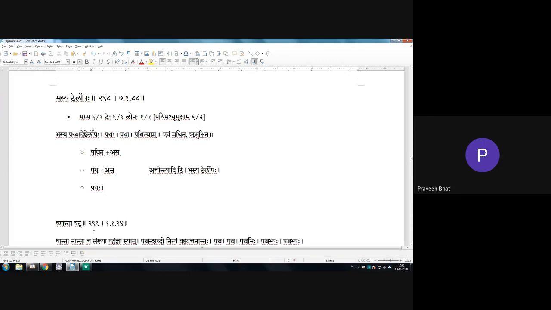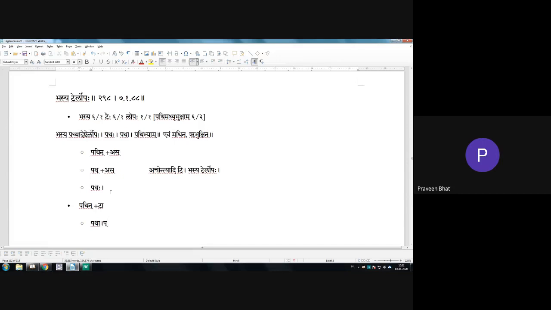Then what will happen with A? A is also Asarvanamasthana and A is also Bha. Therefore, Bhasya Ter Lopa again, in will go away. So in A also you will get Pathin plus A, ter lopa, path plus a, patha. So Panthaha, Panthanau, Panthanaha, Panthanam, Panthanaha, Pathaha, then Patha.